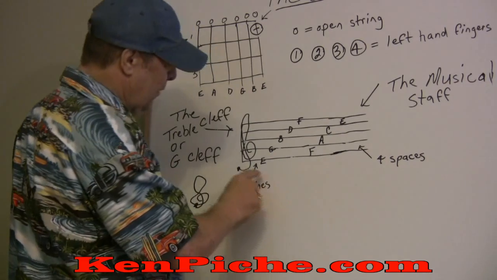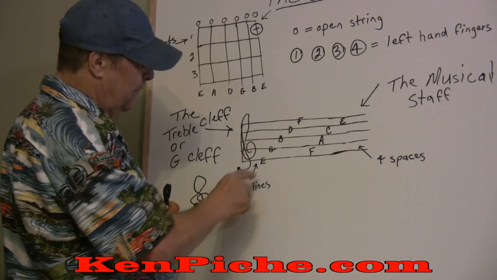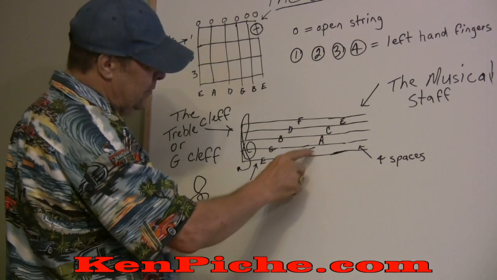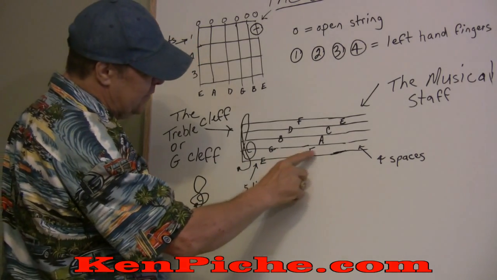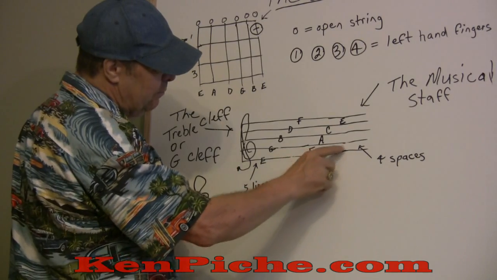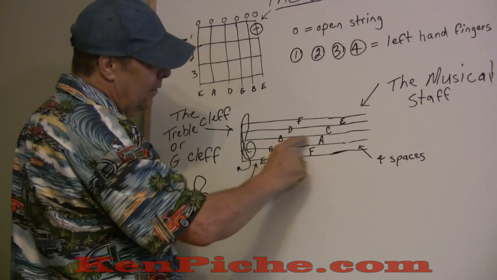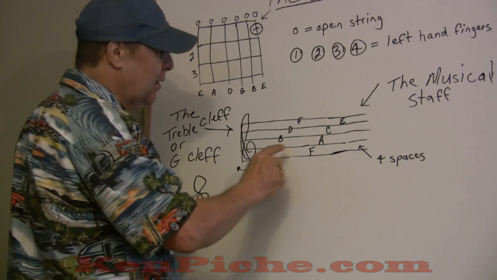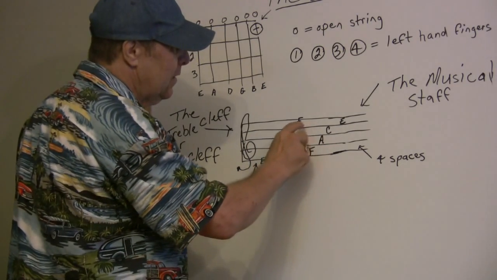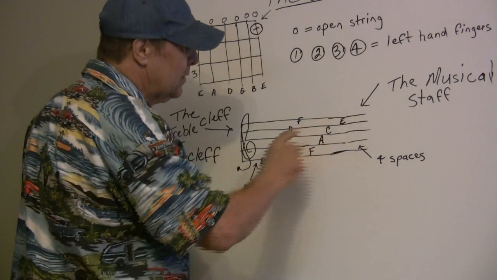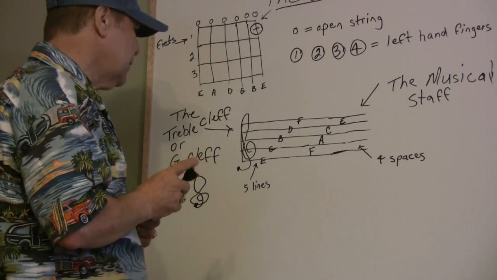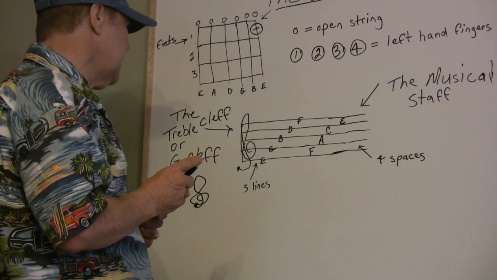Now, so we have 5 lines for the treble clef or G clef and 4 spaces. Now the way the spaces work, this is space 1 on the bottom right in here. And the name of the note in space 1 is called F. The name of the note in space 2 is called A. The name of the note in space 3 is called C. And the name of the note in space 4 is called E. So we have 5 lines, 4 spaces for the treble clef or G clef.